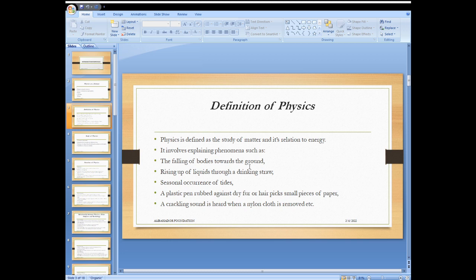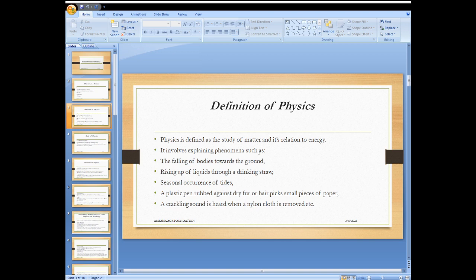So physics is defined as the study of matter and its relation to energy. I repeat, it is the study of matter and its relation to energy. I've been marking exams of students who interchange the word matter with energy. They say that it is the study of energy and its relation to matter, which is very wrong. We don't study energy, we study matter and how it relates to energy. So stop confusing this. It's so simple to be confused.